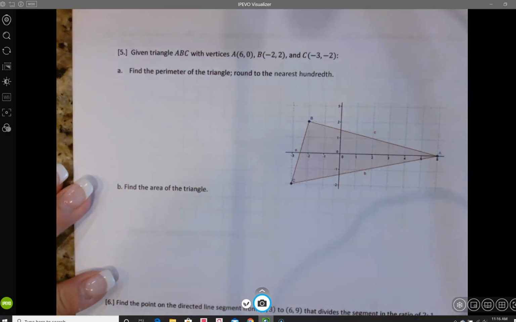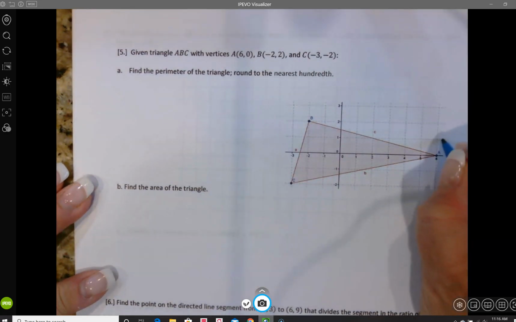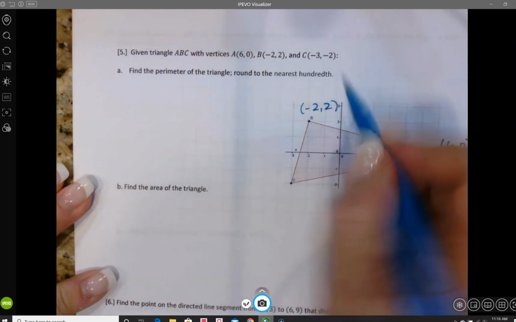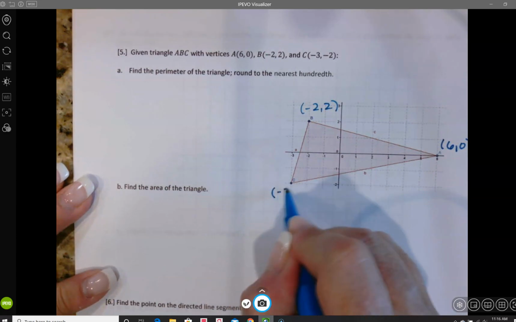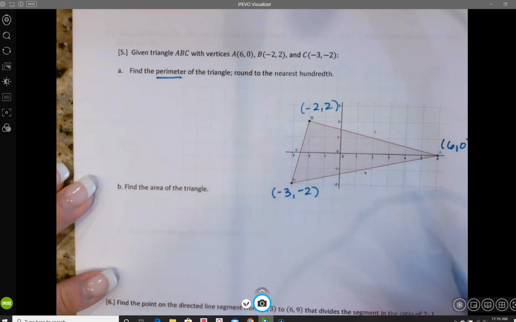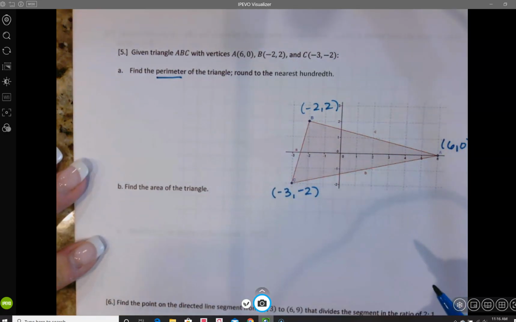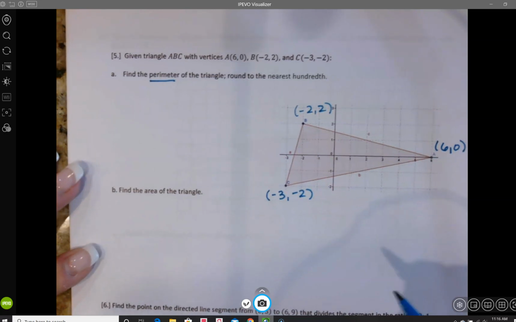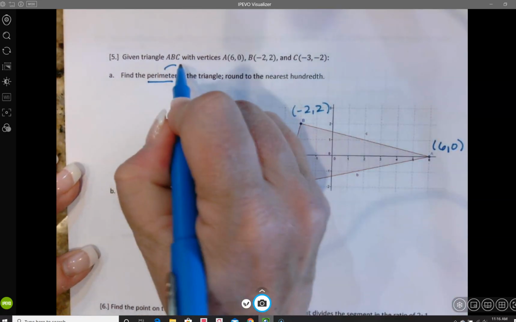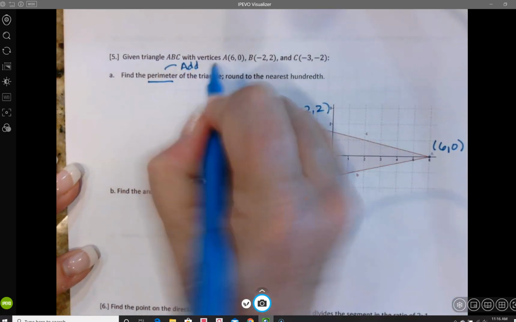the vertices. So point A is at 6, 0. I'm just going to label them on the graph. Point B is at -2, 2. Point C is at -3, -2. And we're asked to find the perimeter of the triangle first, and we're going to need to round to the nearest hundredth. So that tells me we're going to have some decimal answers here, and the perimeter is where we add up all the sides.